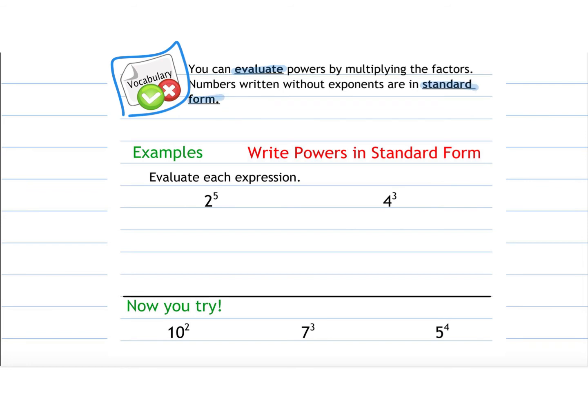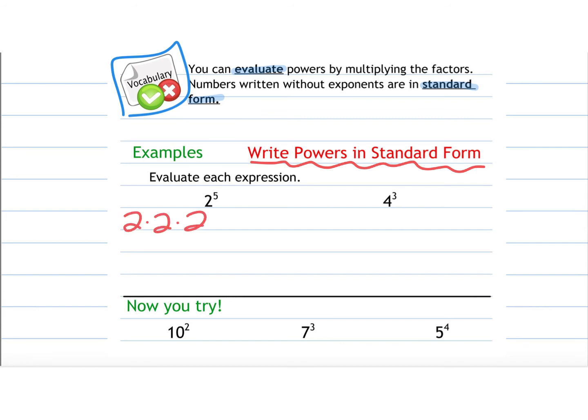Okay, now that you have the vocab written down, the next subheading here: write powers in standard form and evaluate each expression. So this means we're actually going to solve it now. So 2 to the power of 5, first I'm going to write that out and see what that means. It does not mean 2 times 5. It means we're taking 2 and multiplying it 5 times.